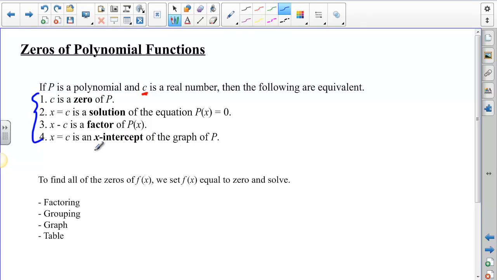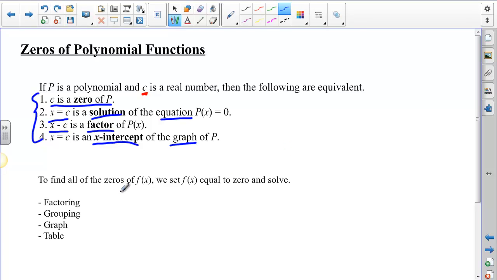We have x-intercepts of graphs. We have x minus c is a factor of the polynomial. x minus c is a solution of the equation. And then we can say c is a zero of the polynomial. So we have zeros of polynomials, solutions of equations, factors of the polynomial, and x-intercepts of the graph. And that's all very important.